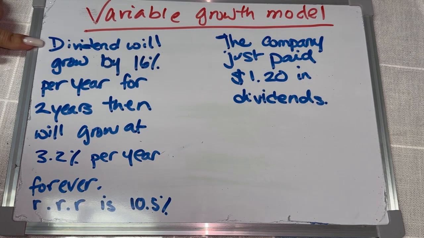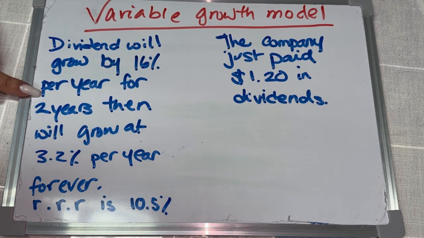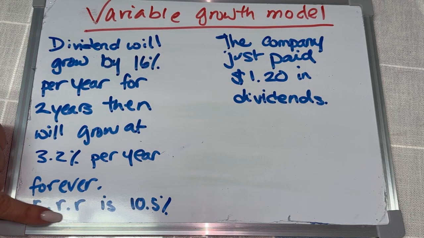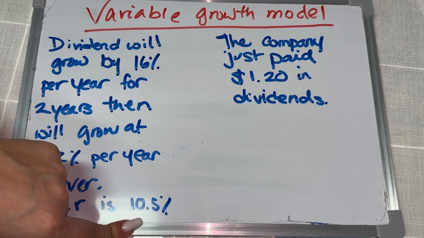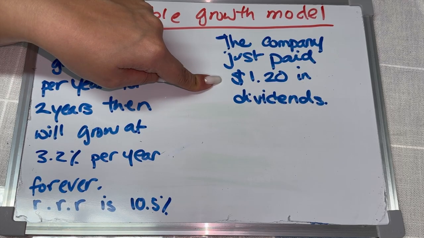So in this case, we have a dividend that will grow by 16% per year for 2 years, then will grow at 3.2% per year forever. So it's a constant growth after that. So for 2 years, it will grow at 16%. And then after that, it will be a constant growth at 3.2%. The required rate of return is 10.5. And the last dividend, or the company just paid a dividend of $1.20.